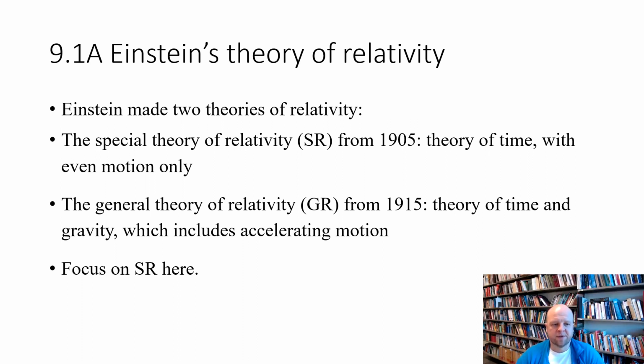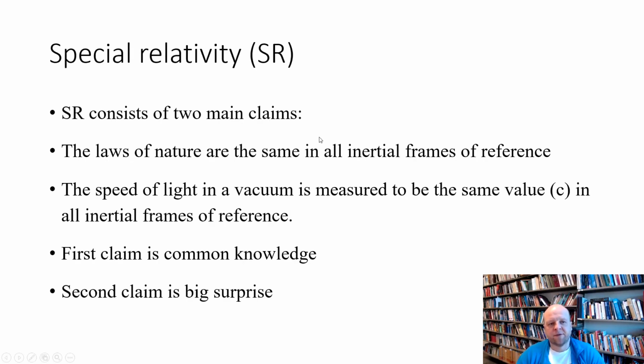We are going to focus on special relativity here because it's simpler and it gives us all the interesting main facts about time that we need, and then we'll include some stuff from GR when it's relevant. So then, this theory of special relativity consists of two main claims. The two main claims that are the most important for the whole theory of relativity.